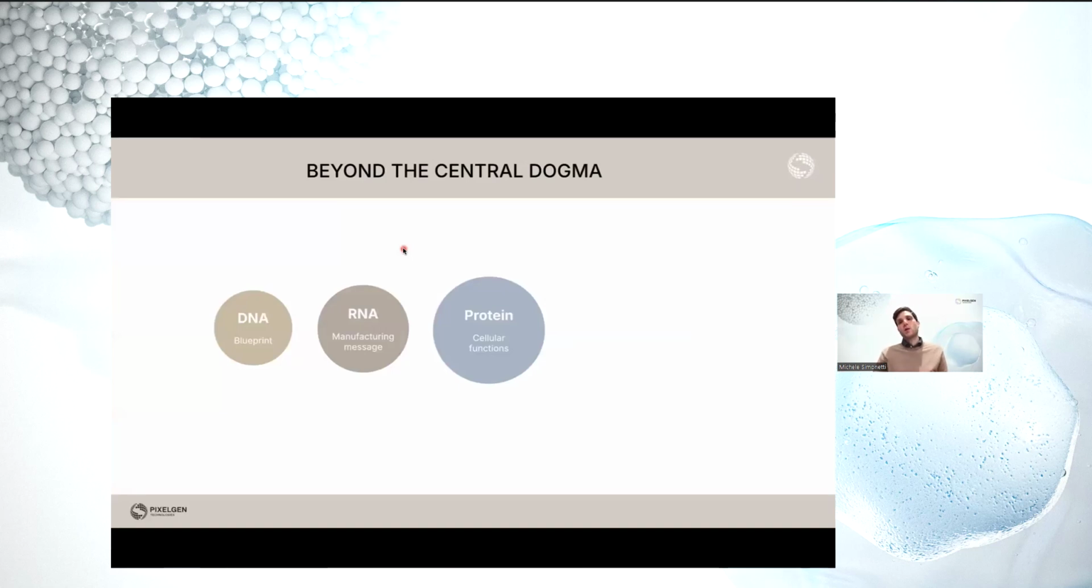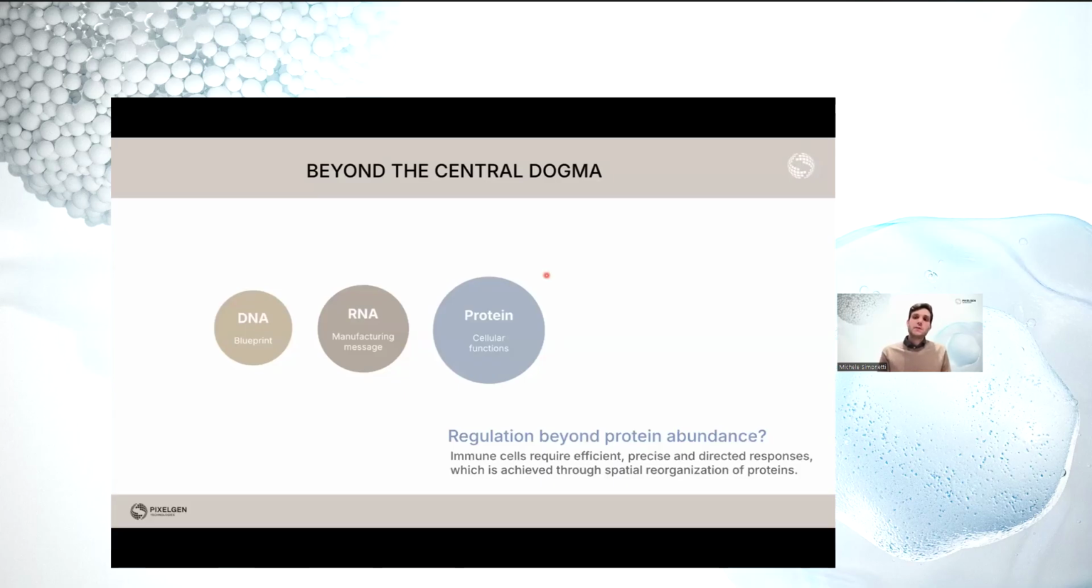So I'm sure you're all familiar with the central dogma of molecular biology, but it is very important to understand the type of components that can be studied in cells. So of course we start with DNA, the blueprints containing the genetic information from the different components of the cells. Then the RNA, seen as the manufacturing message, and then proteins, important for the cellular functions. And normally when we look at proteins, we look at if a protein is present or not. We look at the abundance level. But the key question here is, is it really enough just to look at the protein abundance to understand how a cell is functioning?